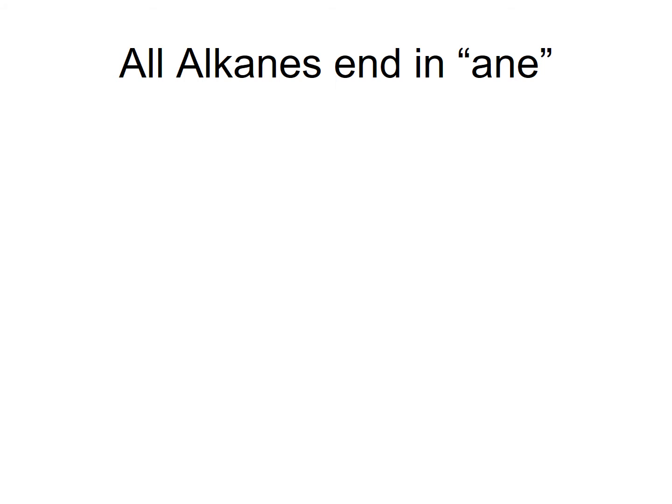You can tell an alkane when you look at the name of an organic compound because it will end in "ane." It's got a suffix, A-N-E. So when you see the suffix A-N-E, think only carbons and hydrogens and all single bonds.